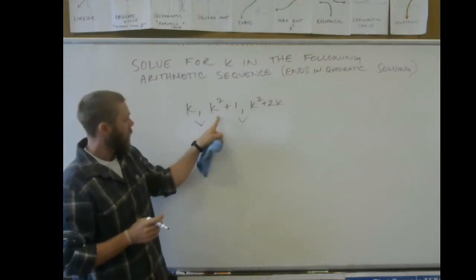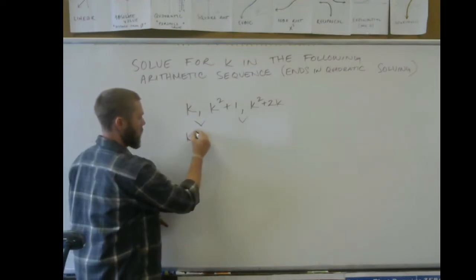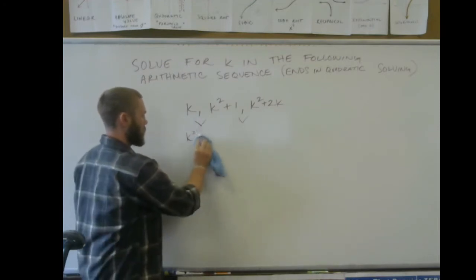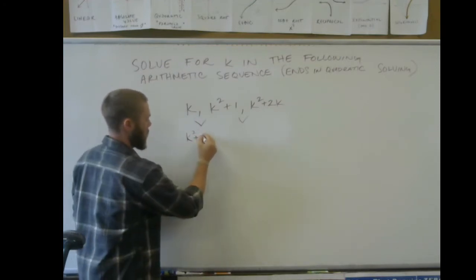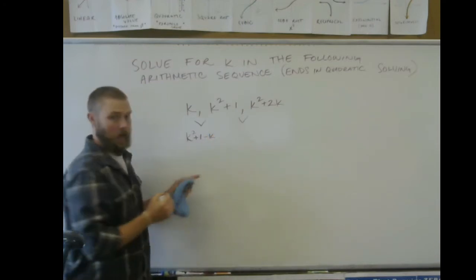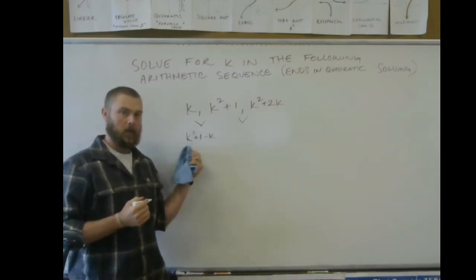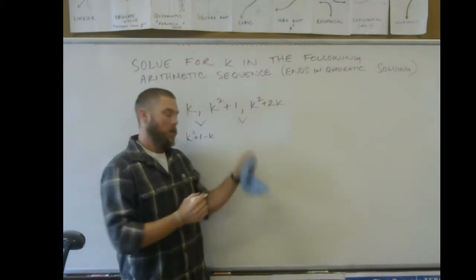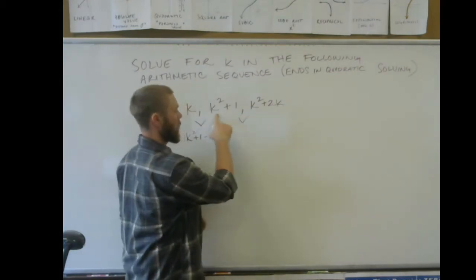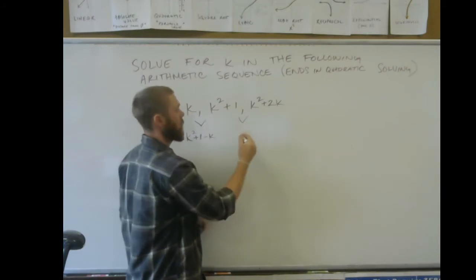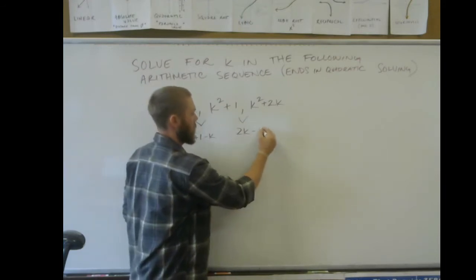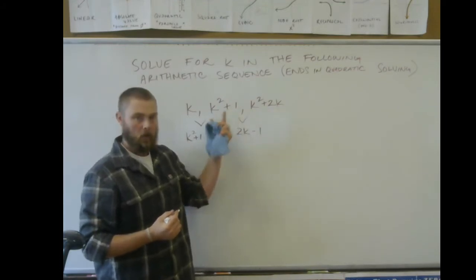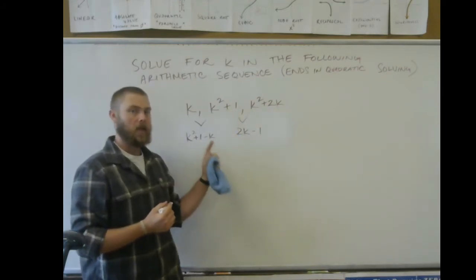And so this would be k squared minus k, let me write it first off, k plus 1 minus k. I'm taking this one minus the previous. This term minus the previous. K squared is going to cancel out. And just get 2k minus 1. And now these differences are the same in the arithmetic sequence.